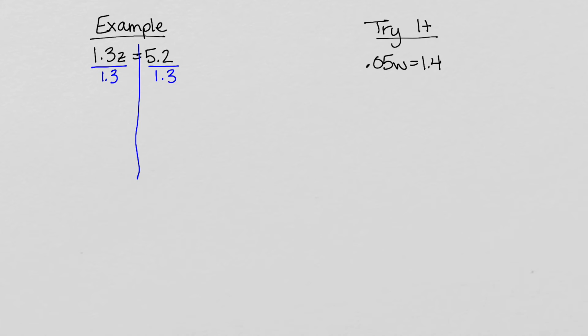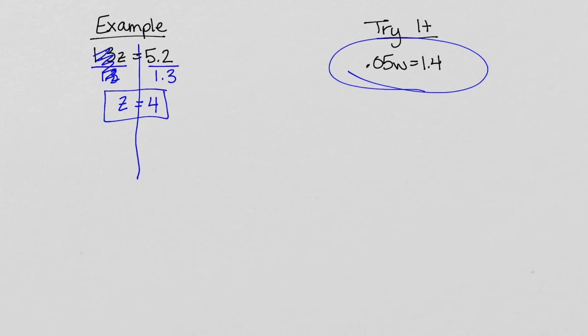Okay, so 1.3 divided by 1.3 is actually 1, so it leaves me with 1z, but we don't ever have to write that 1 in front. We always just assume that this left me with the letter z, which is 1z, equals, and then 5.2 divided by 1.3 is 4. So z is going to be 4. So give that a try over here on the try it. Pause your video and solve that problem.